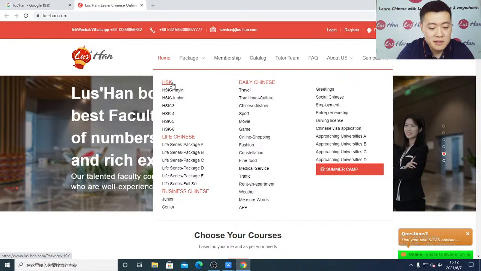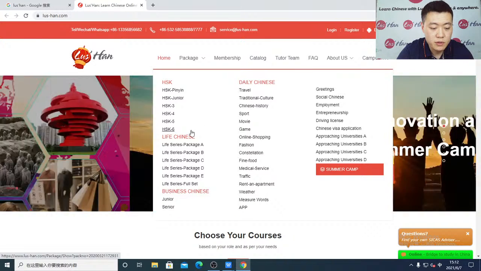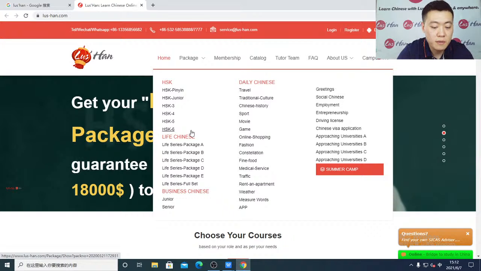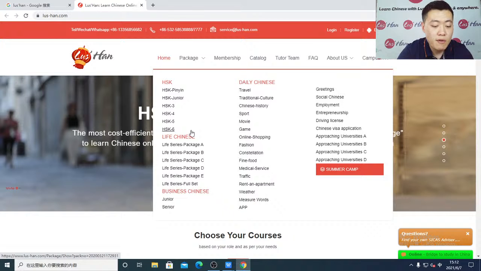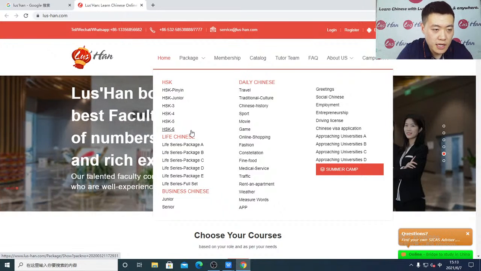It's divided into different levels, like the basic pinyin, junior, or HSK 3, 4, 5 to 6, so there are different levels of difficulty. It's suitable for students at different levels, and it contains bilingual recorded classes from famous teachers at top universities in China, which is convenient for everyone in different network conditions and time zones. You just buy the courses, and you can learn anywhere, anytime.